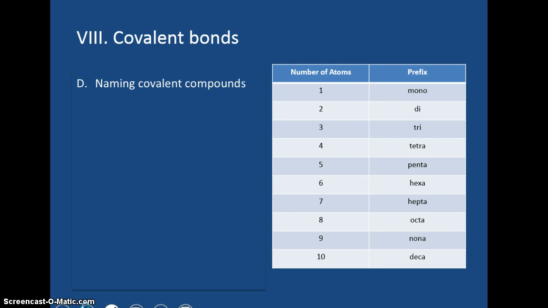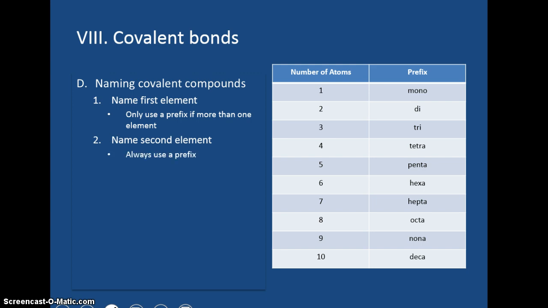Naming covalent bonds, you want to name the first element. Only use a prefix if there's more than one element. Name the second element. Always use a prefix. Their prefixes are in the table on the right, and you need to make sure you know all of those for the test. And for the second element, you always change the ending to "ide."